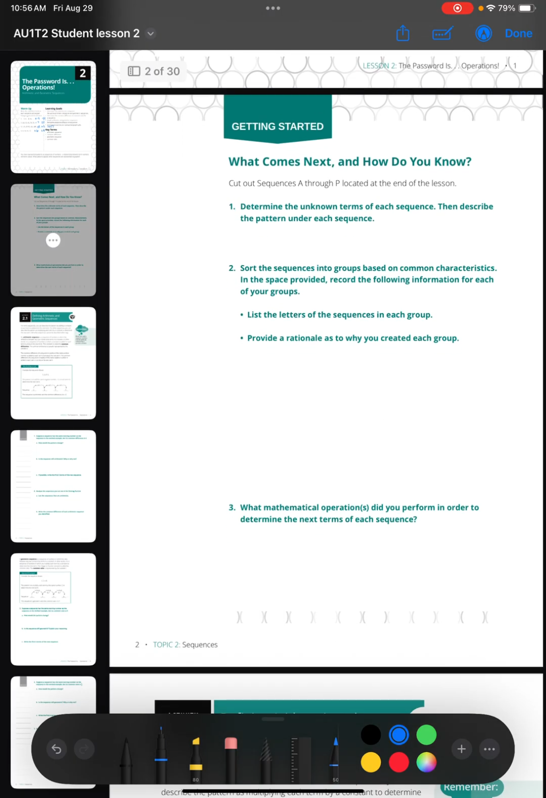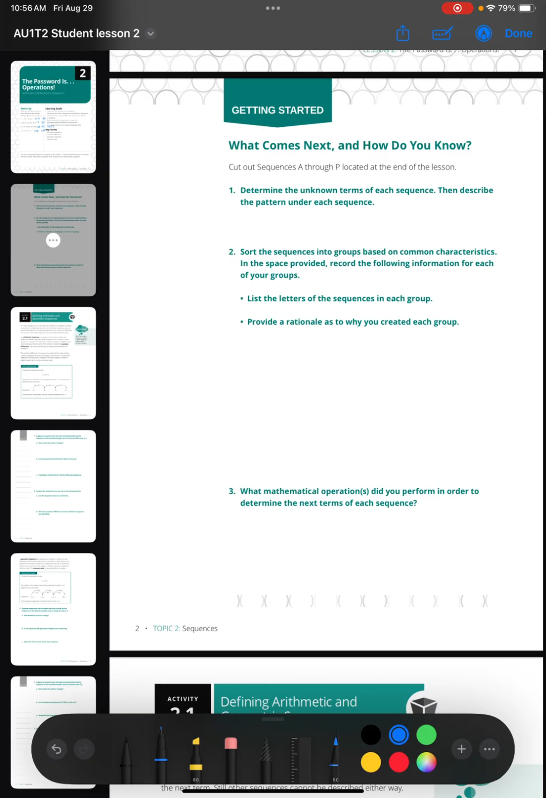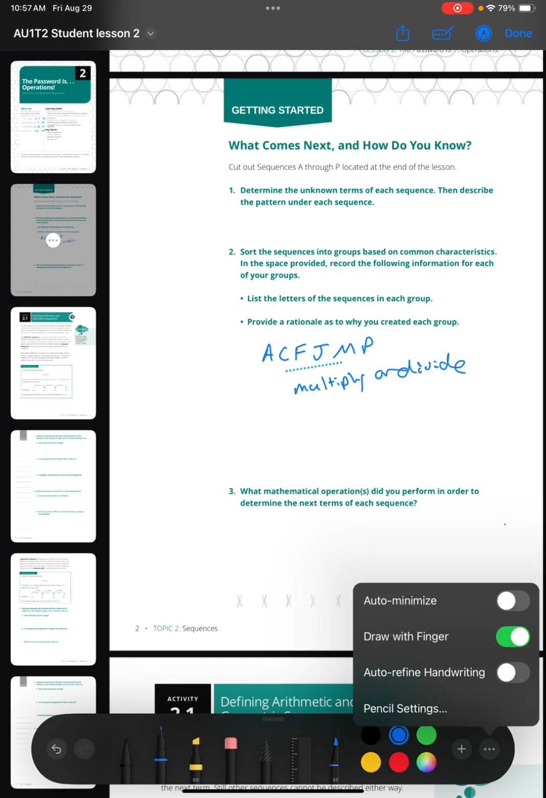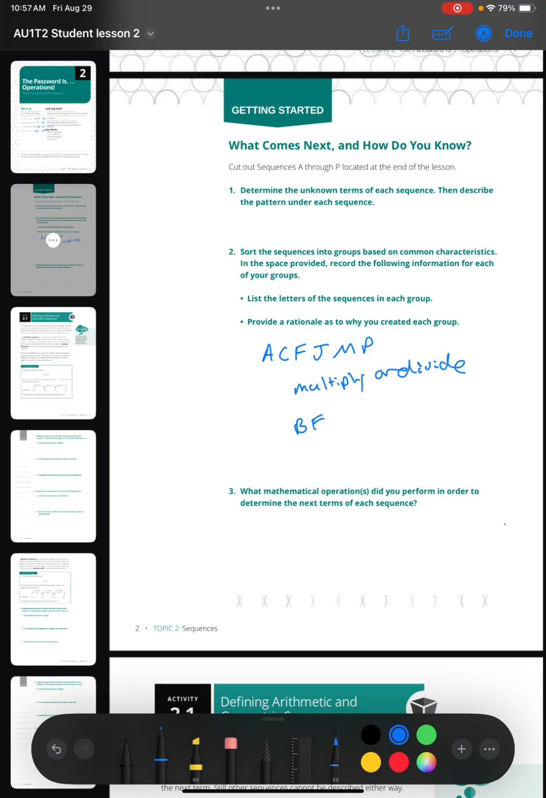All right, so we're going back to the questions that were asked about those sequences. Sort the sequences into groups, list the letters of each sequence, and provide a rationale. I think the easiest ones to spot is some are multiplying or dividing, some are adding or subtracting. So two most obvious groups, and this is including the ones you should have done on your own, A, C, F, J, M, and P are all multiply or divide. And then B, E, H, K, and N are all adding or subtracting.